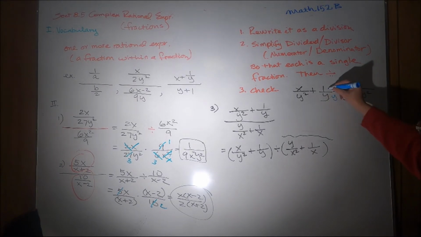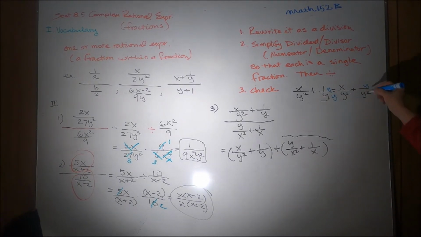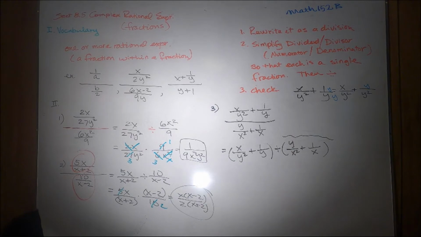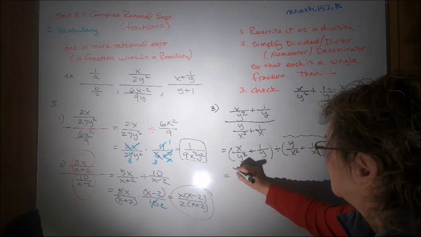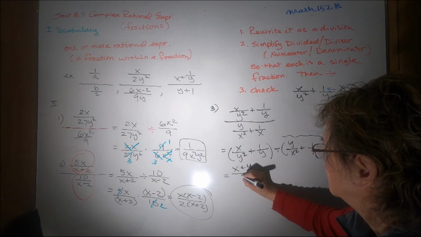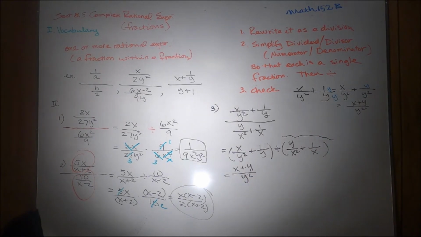Y. So that would be y over y squared. Now we have the same denominators, so we can put it together. Becomes what? A single fraction. So that would be a single fraction here, right?